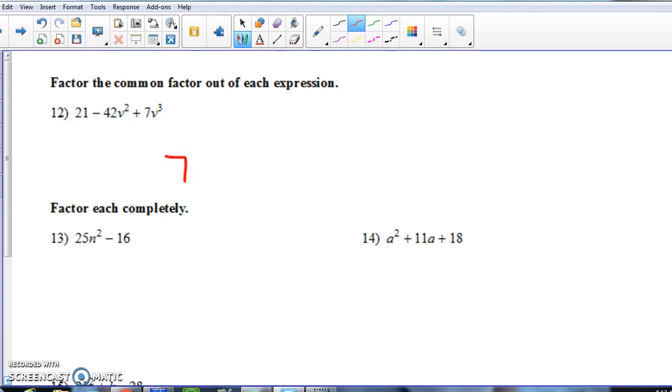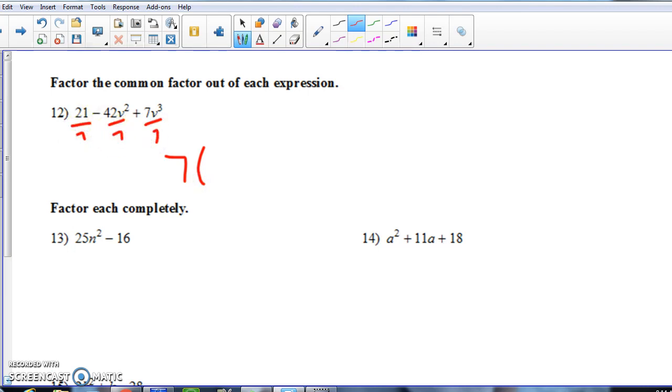Now, if I think in terms of variables, there is not a variable that all three terms have. Two of them have v's, but the first term does not have a v. So this particular polynomial does not have a variable GCF. It's only a number. Now, once I have determined what my GCF is, I need to factor it out of the expression. When I say factor it out, technically what I'm doing is dividing it out of each term. So I'm taking this GCF and dividing it out of all three terms.